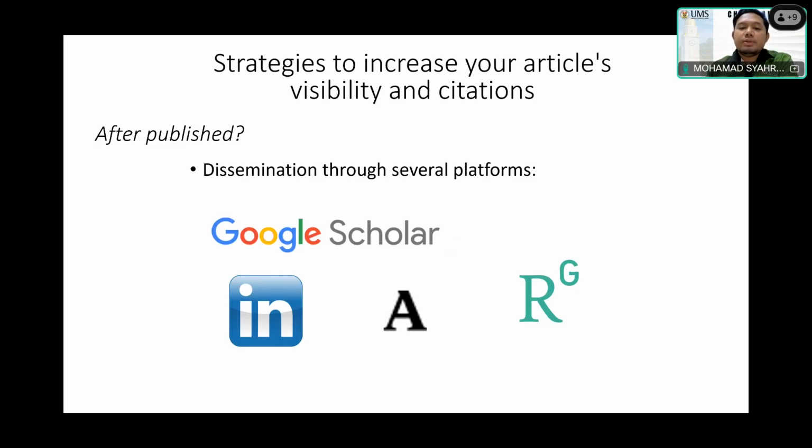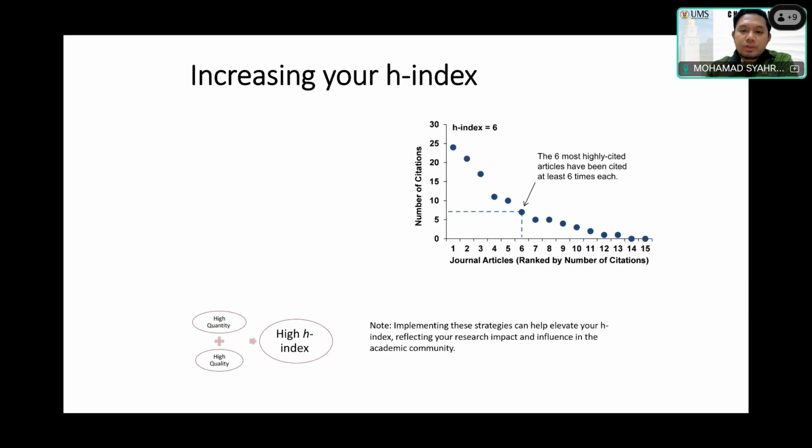Okay, various platforms you can use to disseminate your research. Okay. This is the basic concept of the H index. As you can see, the y-axis is the number of citations and the x-axis is journal articles, ranked by number of citations. Yeah, that's how it works. Okay, high quantity plus high quality. That's it.